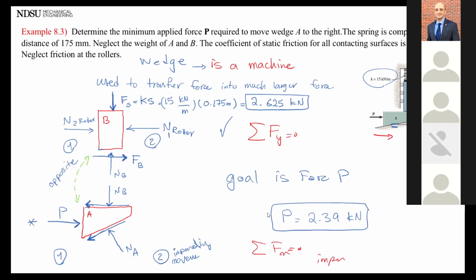Impending motion, FA, FB. FA equals 3.5 NA. Impending motion, FB 0.35 NB. So please do the math, use those equations. At this point, I trust you guys that this is very simple for you. You just do problems like this as warm up now. So do the equations and see if you can get that to that number. Okay? Questions?